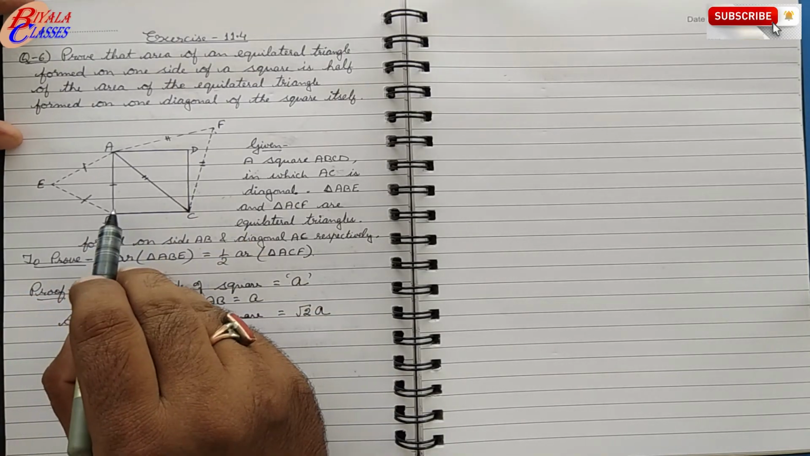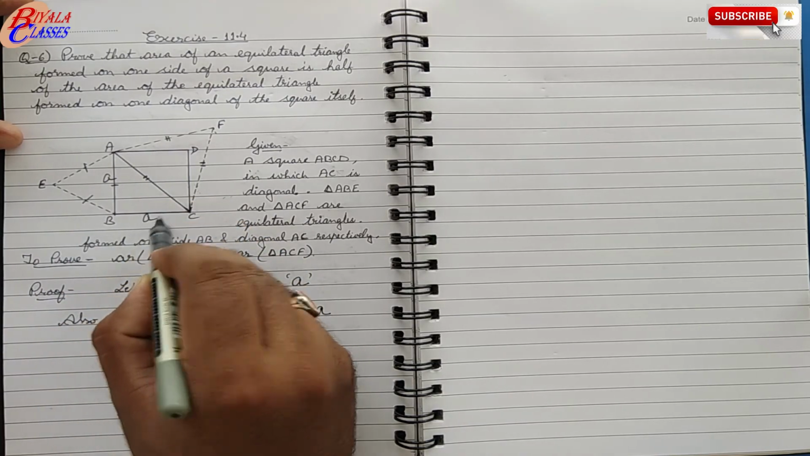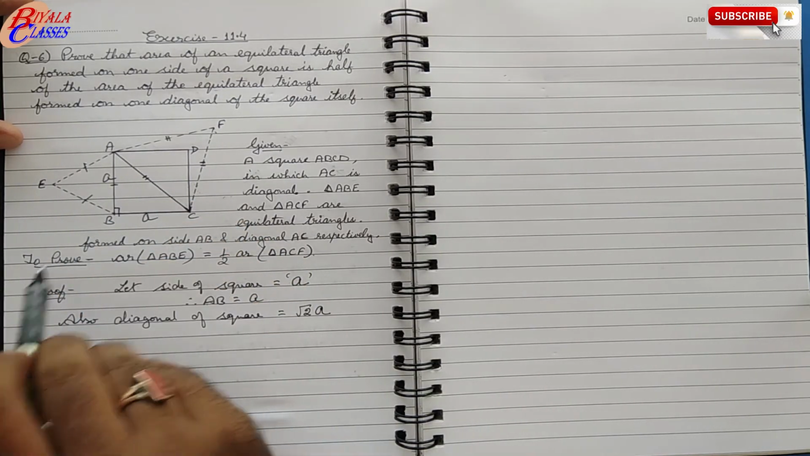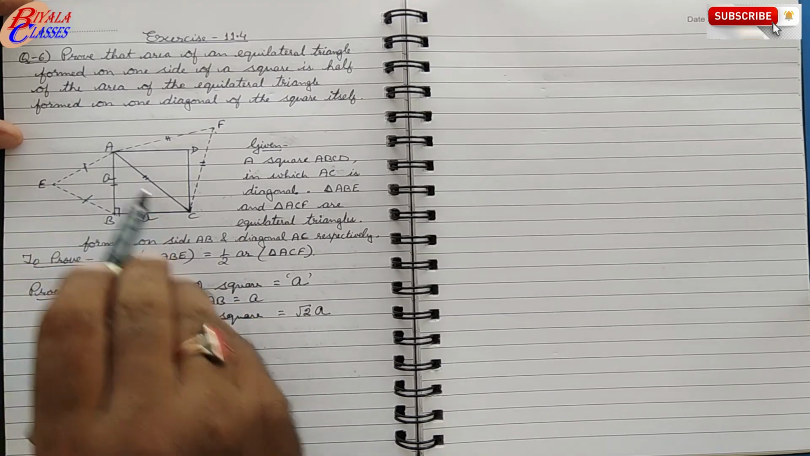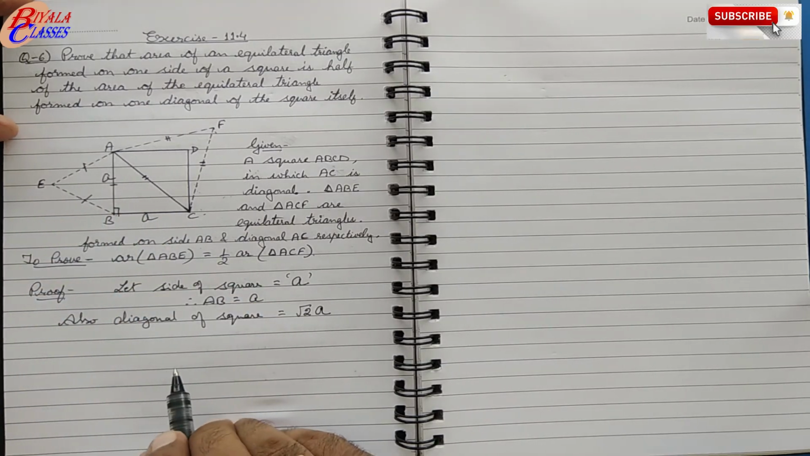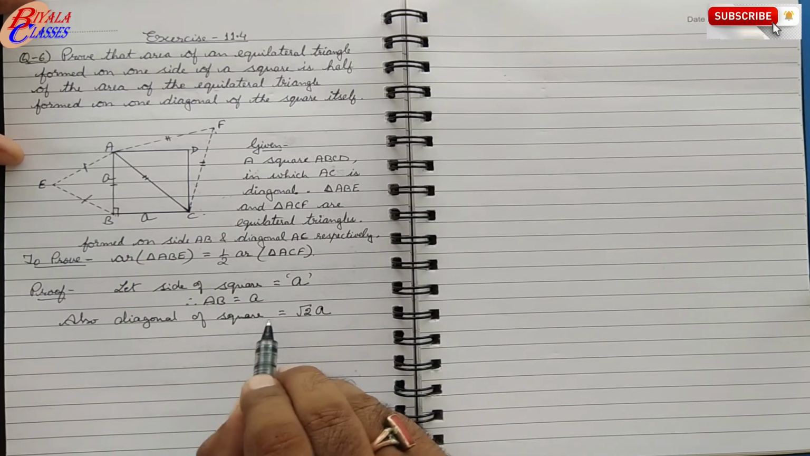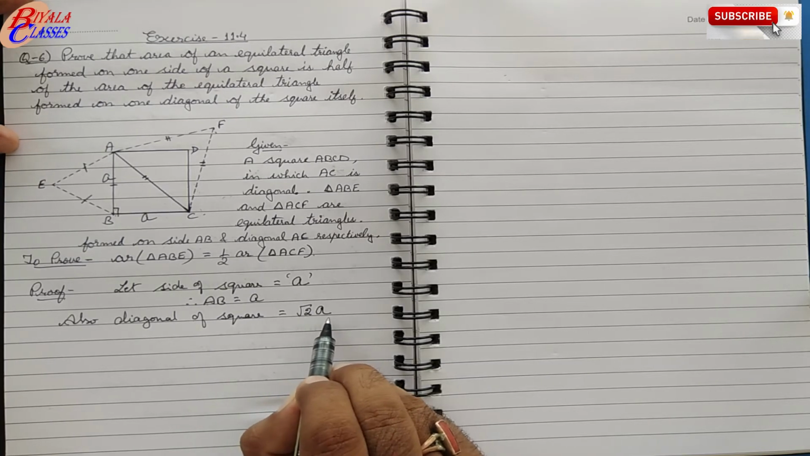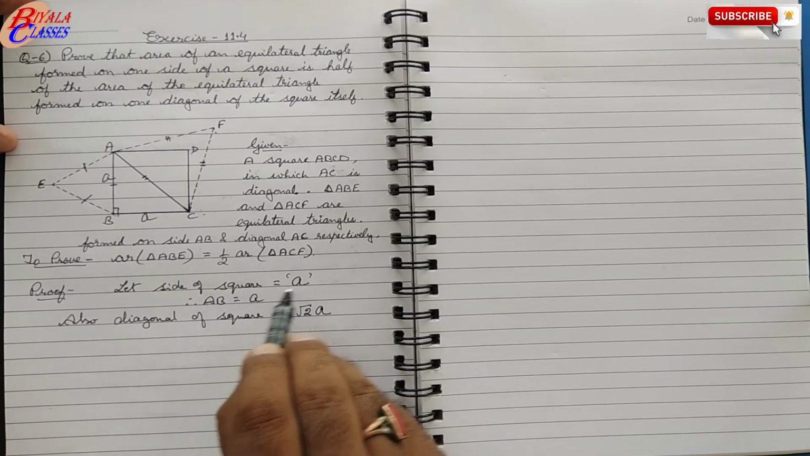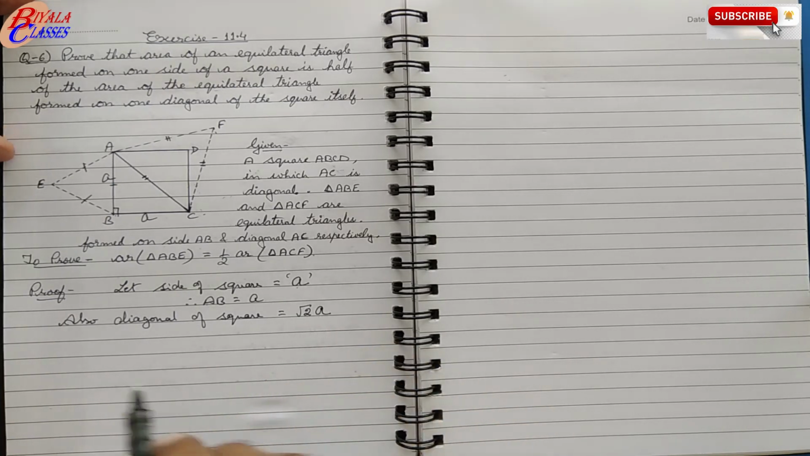You can also do it in another way. If this side is taken as A, this is also A, and in a square this angle is 90 degrees, you can use the Pythagoras theorem that AC squared equals AB squared plus BC squared. From there you can calculate the diagonal, or even you have the relation for the diagonal that it is always equal to square root 2 multiplied by side, and here we are taking the side as A, so it is under root 2A.